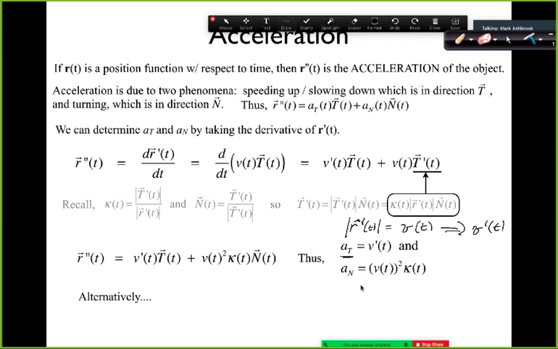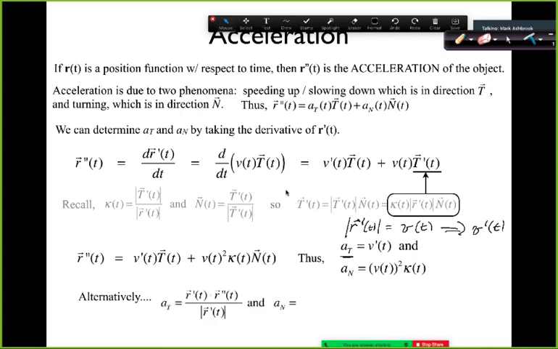Okay? And then the normal acceleration is the speed squared times, well, this is the curvature function. This is something we skipped over. Okay, we didn't do this. But it's based on how fast you're going and how tightly you're turning. That's the normal acceleration.